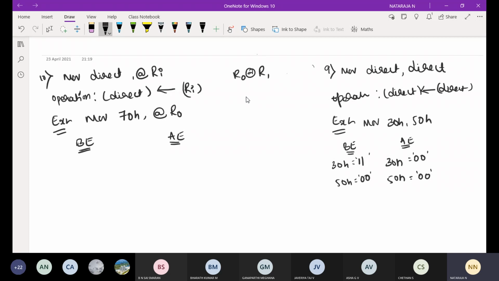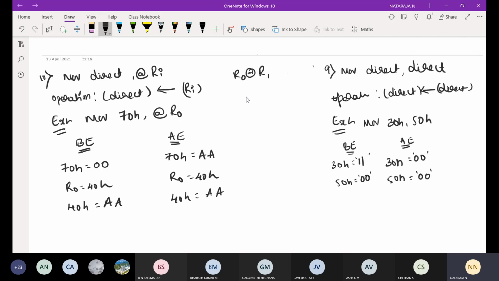Okay, 70H is equal to 0, 0. Then R0 is equal to 40H, and 40H is equal to A. After execution, 70H is equal to A, R0 is equal to 40H, then 40H is equal to A.